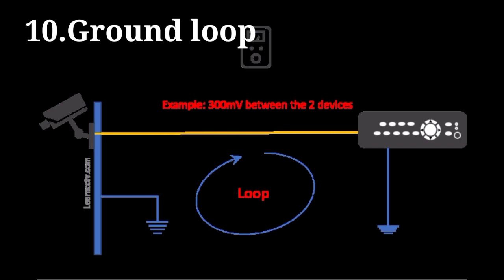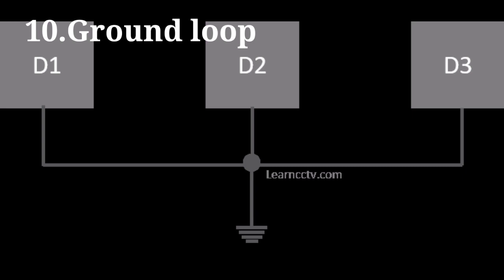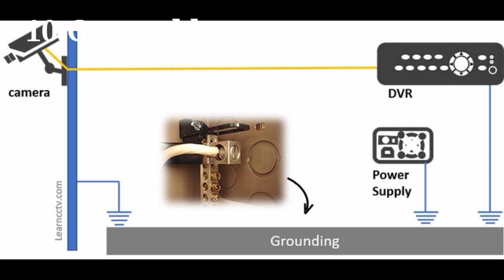So how can you remove it? If you want to understand these things in detail, you can understand with these images. In the first image, as you can see, there are three devices, D1, D2 and D3. Try to connect the ground point of each device to a single grounded point. So there will be no potential difference, no voltage difference. So you will find that there should be no horizontal bar line on the display.